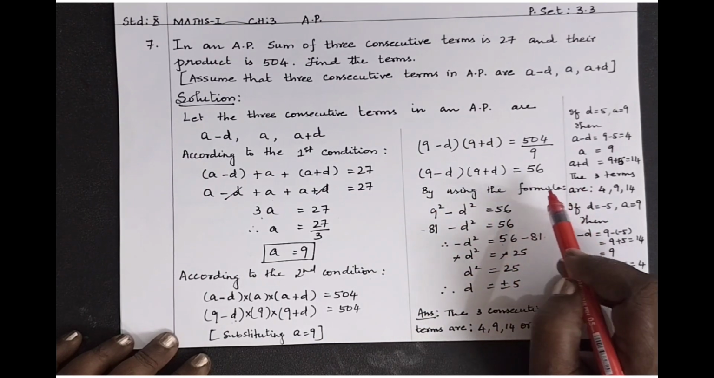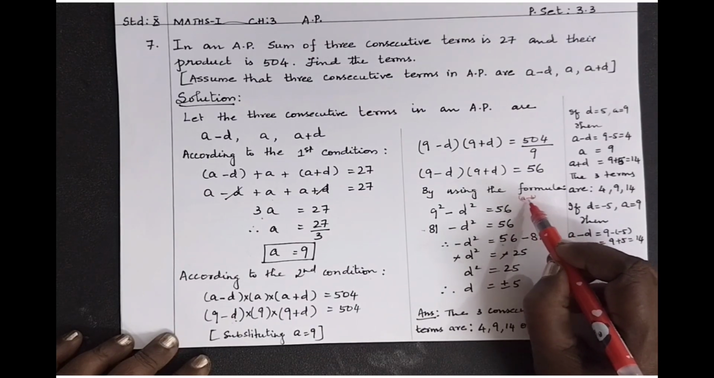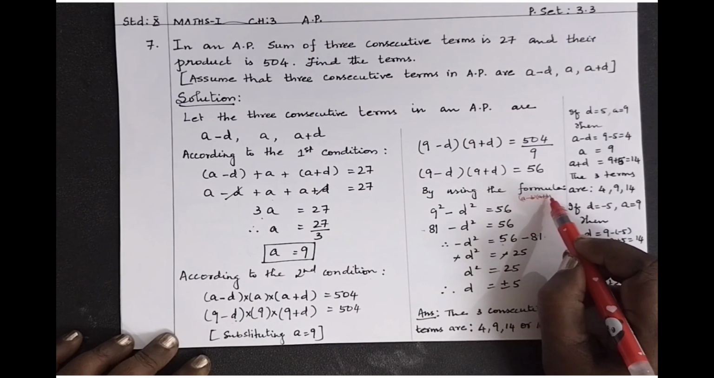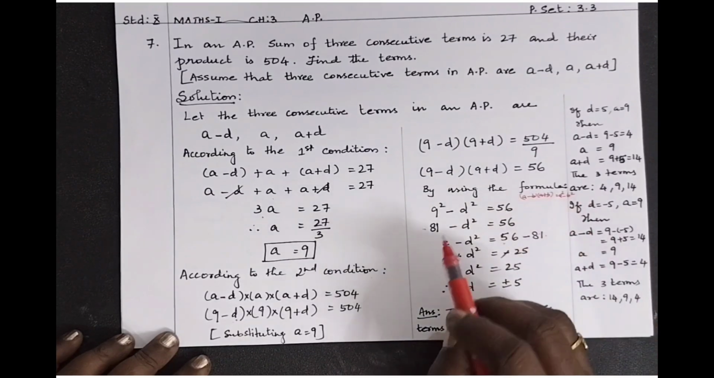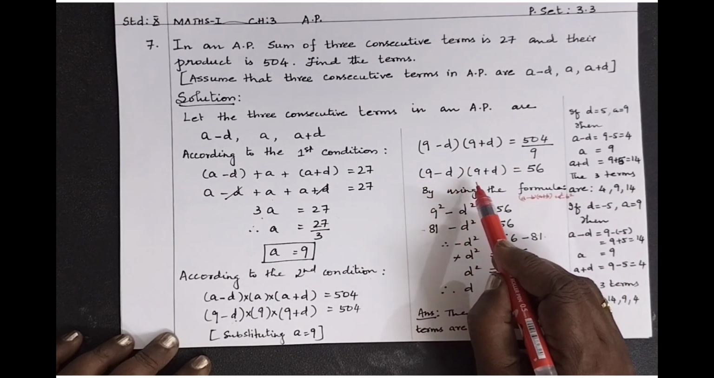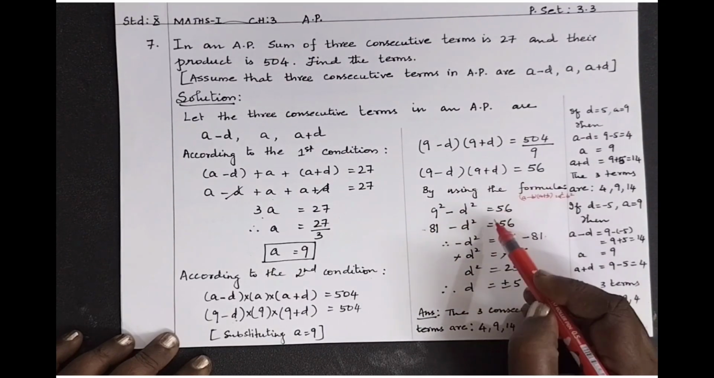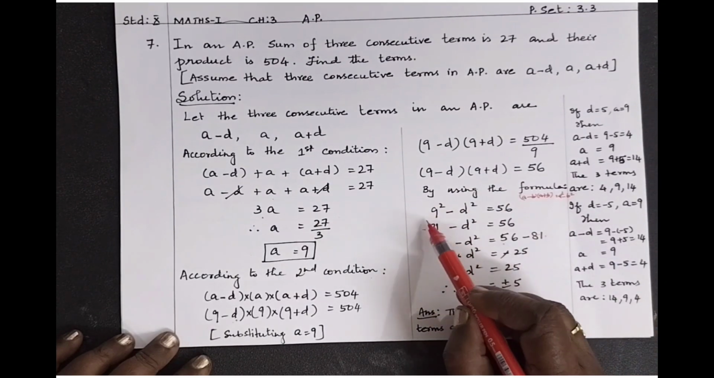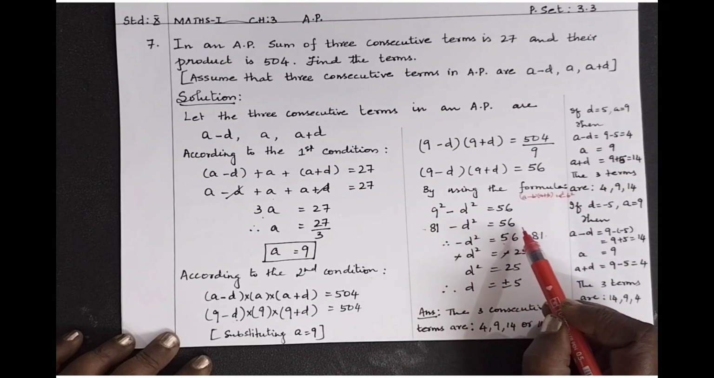Now, by using the formula a minus b into a plus b is equal to a square minus b square. According to this formula, 9 minus d into 9 plus d is 9 square minus d square, which is equal to 56. What is 9 square? 9 square is 81. 81 minus d square is 56.